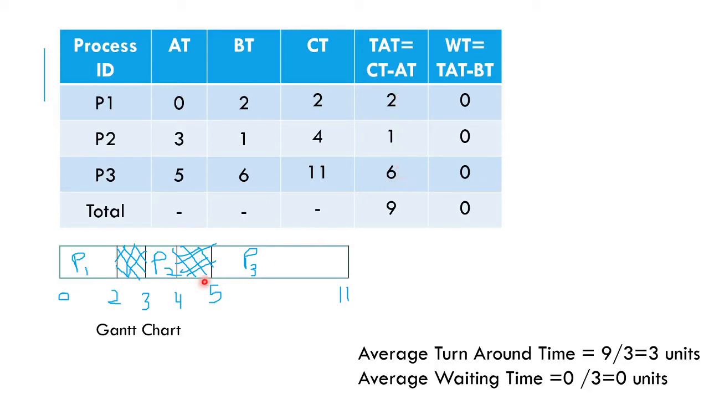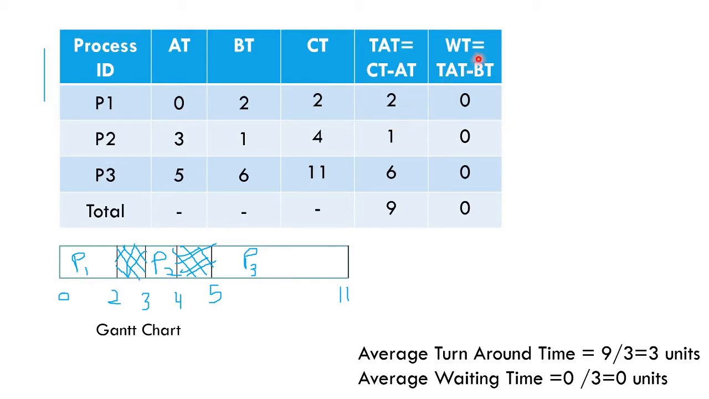Okay, but let's see over here. Turnaround time is the time taken by the process to be in the system. So here, as you can see, process P3 was in the system for just 6 seconds. How much time was P2 there? For 1 second. And how much time was P1 in the system? 2 seconds.